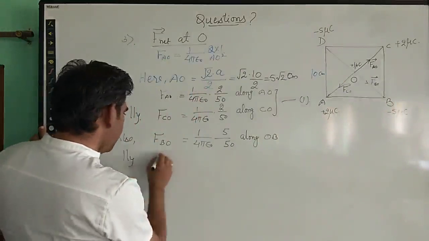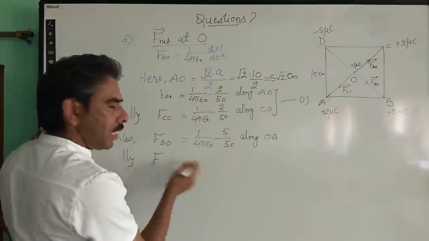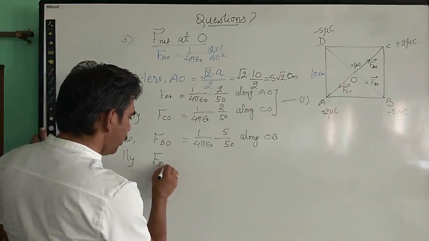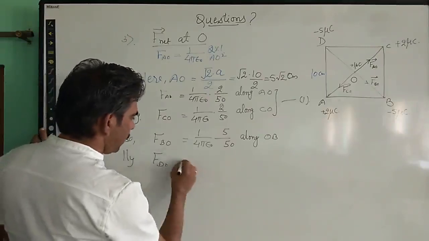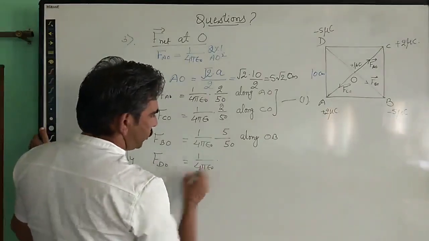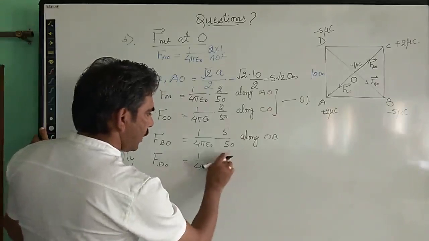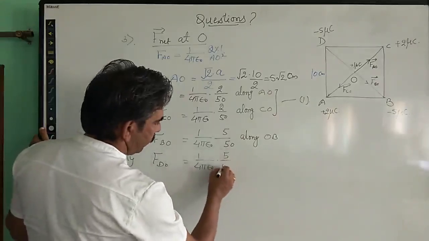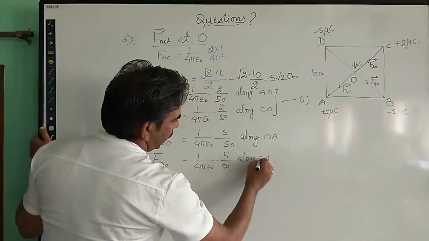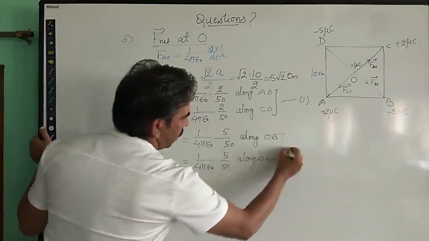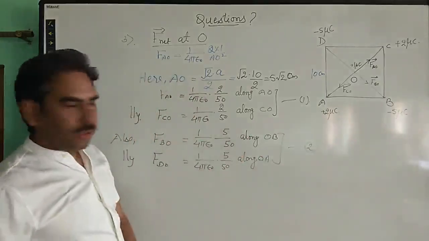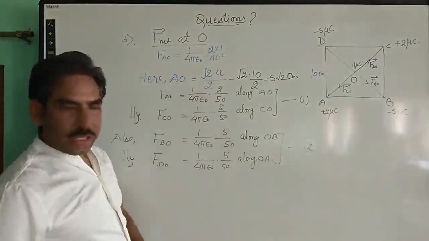And similarly, the charge which is placed at D is also of same magnitude and of similar kind. So it is FDO, the force due to the charge at point D. So it is 1 upon 4 pi epsilon naught into, so the value will remain same as the charges are same, 5 upon 50, and this force will be directed along OA. Again, these two forces are equal in terms of magnitude but directed opposite to each other. And so is the case here.